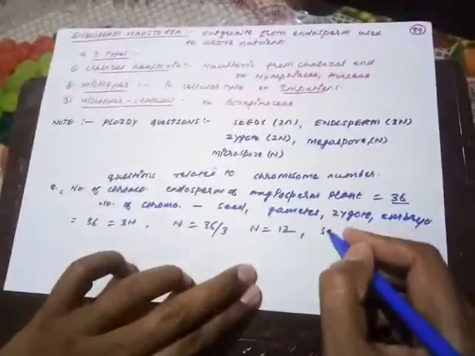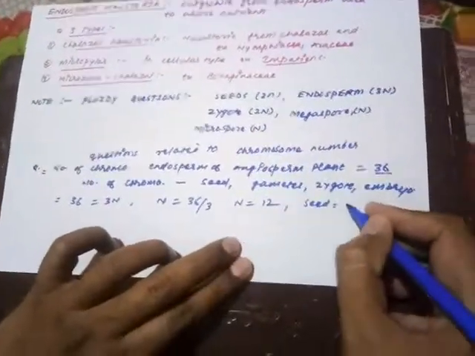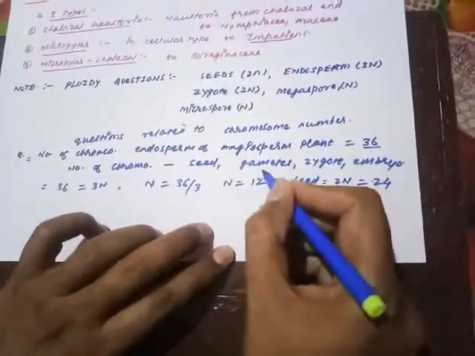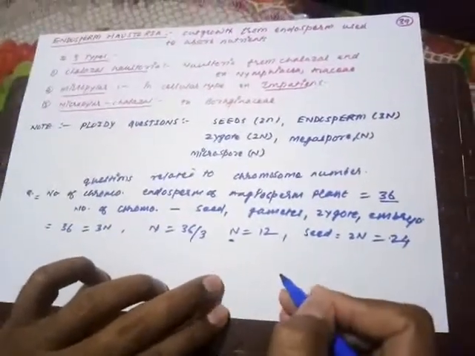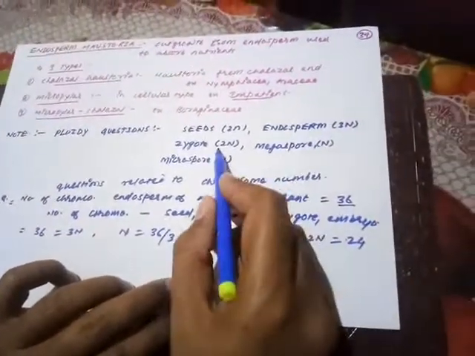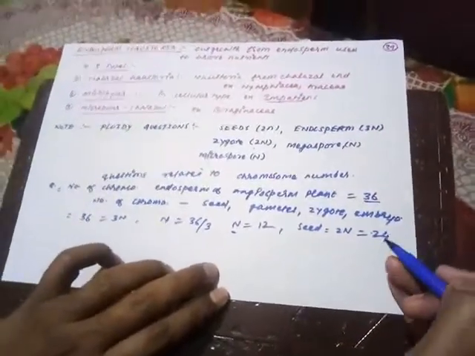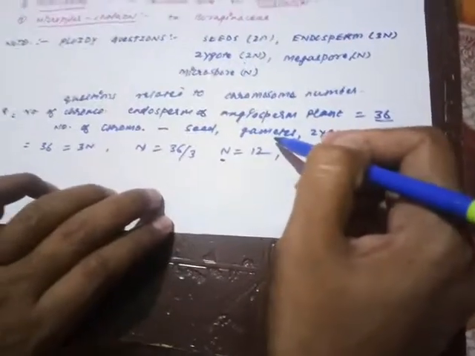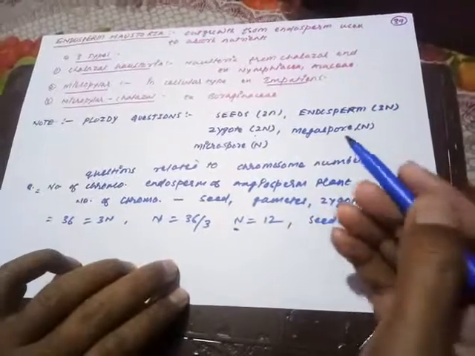In the case of seeds, the seed is diploid in nature, so 2n means 24. If it is a gamete, the gamete is n, so the number of chromosomes will be 12. The zygote is diploid in nature, so the zygote will have 2n, which is 12 into 2, that is 24. Megaspore is haploid in nature, gamete is haploid in nature, so that will be n only. The microspore is n only.